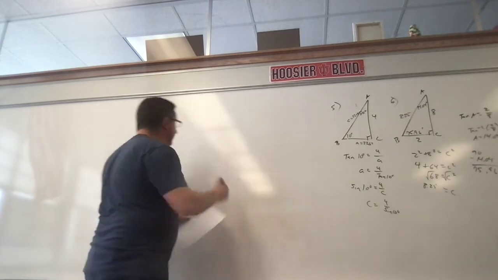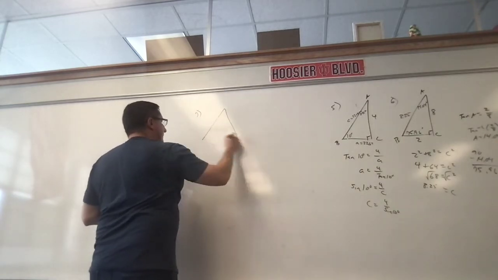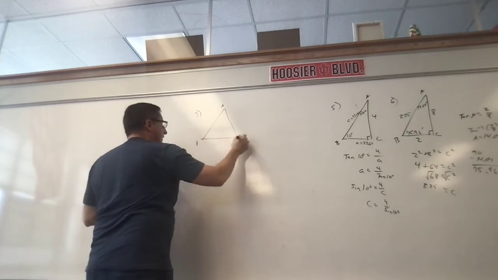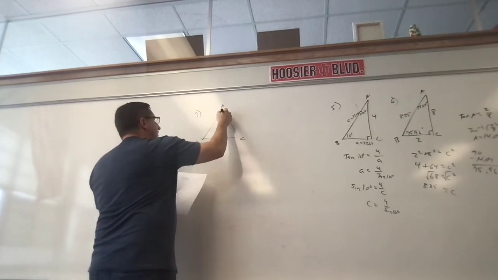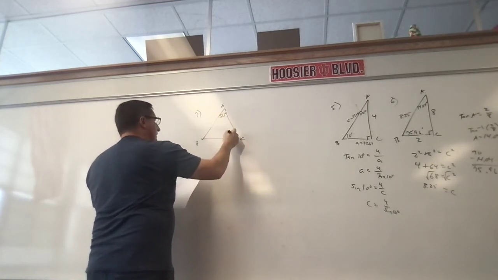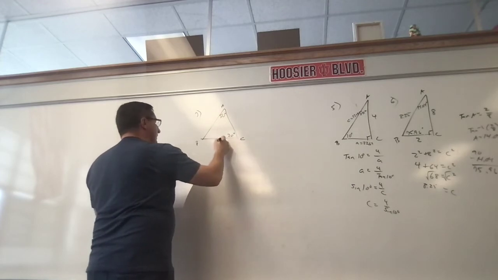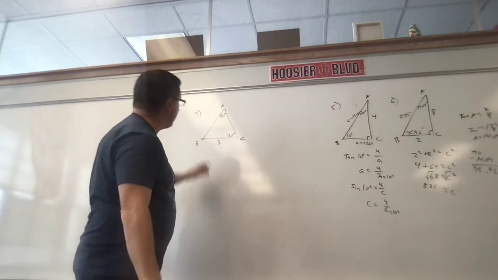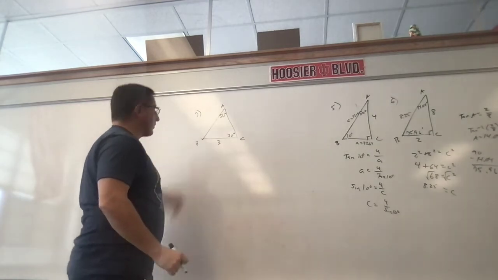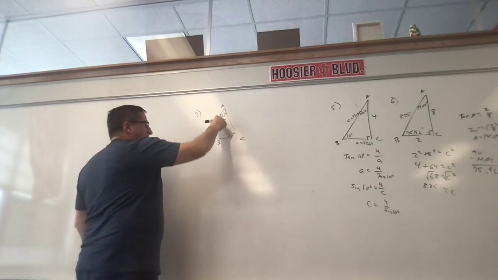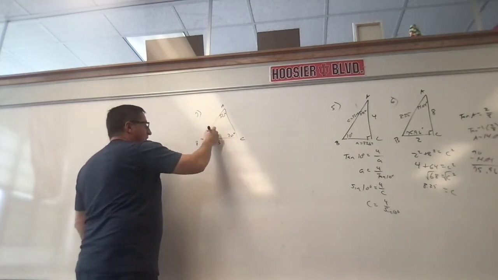Okay, so number seven, we always draw our picture. We have A, B, and C. A is 50 degrees, C is 20 degrees, little a is 3. We can use the law of sines because we know both A's. Plus, we can find B right now. I'm not going to show my work here, but these add up to 70, subtract that from 180, you get 110 degrees.